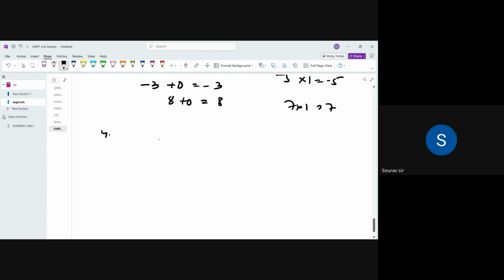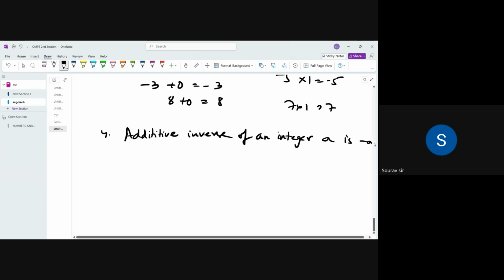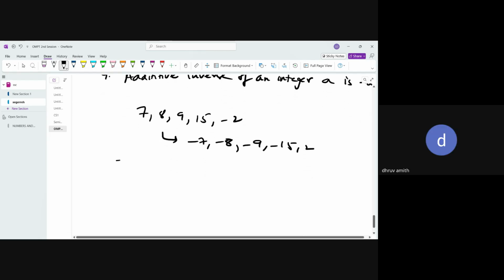Okay. Next, additive inverse of an integer a is minus a. So additive inverse, say for 7, 8, 9, 15, minus 2 will be what? Tell me. Just minus. Minus 7, minus 8, minus 9, minus 15, 2.